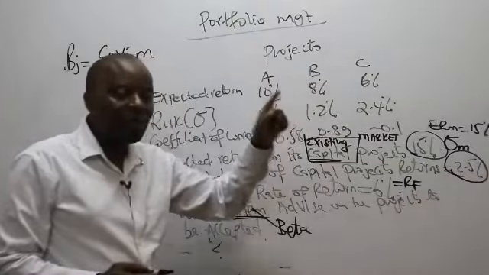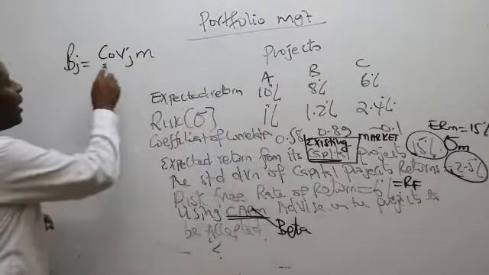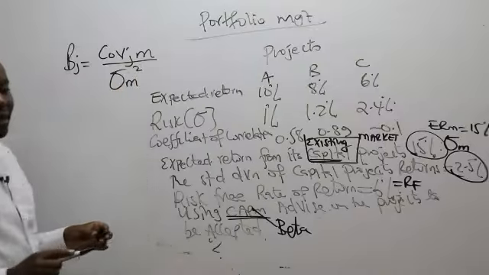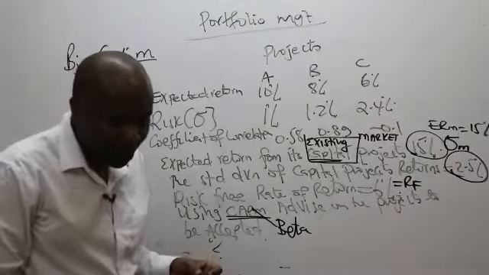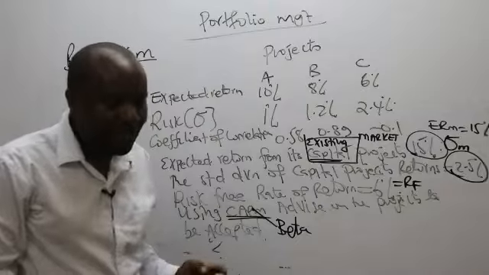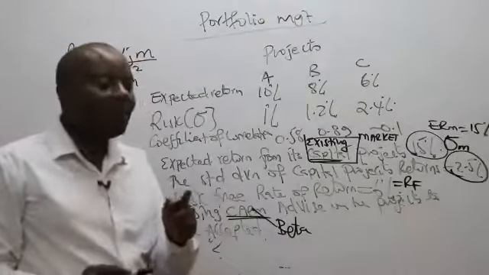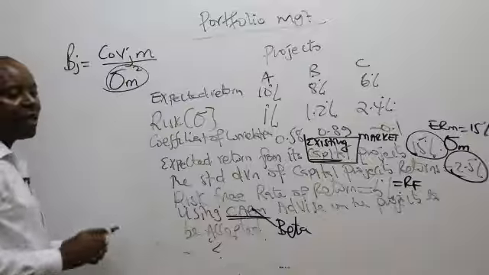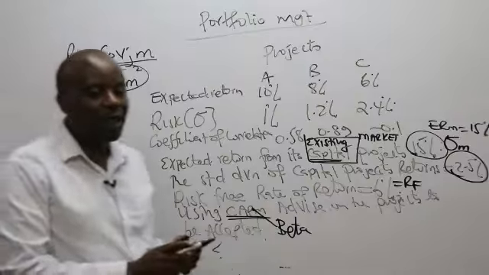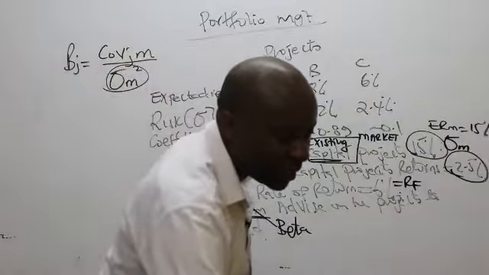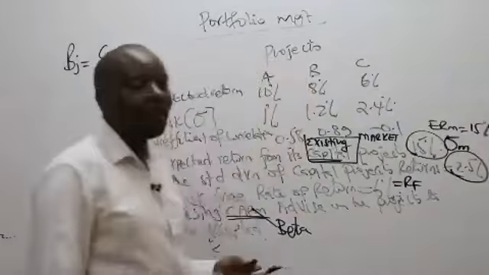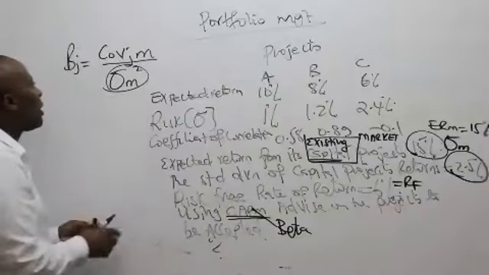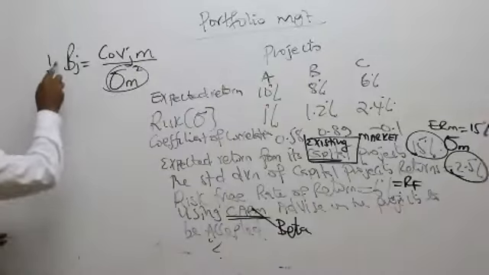So covariance between J and M divided by the standard deviation of the market squared. Remember, when you square a standard deviation, you are basically getting the variance of the market. This is the same as the variance of the market. Thank you very much. So this is formula number 1 of getting beta J.